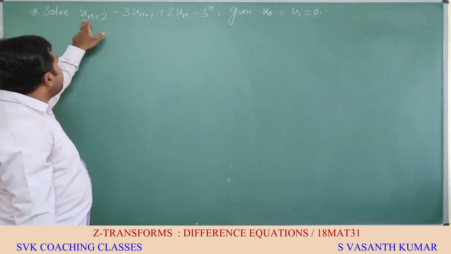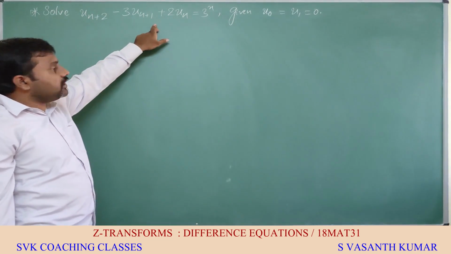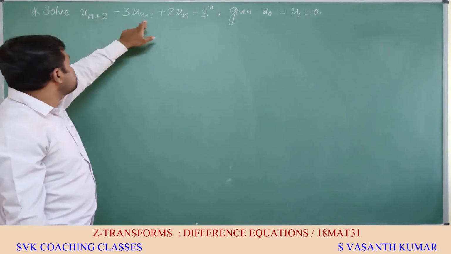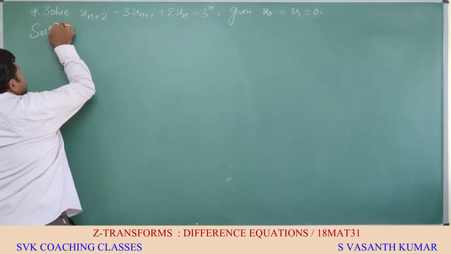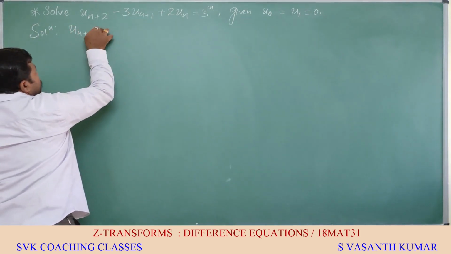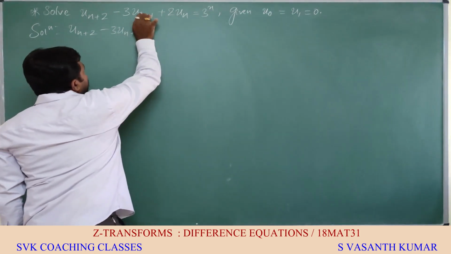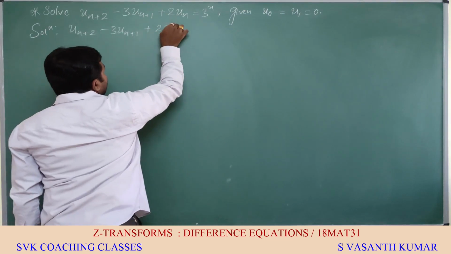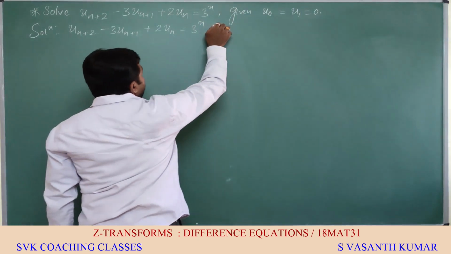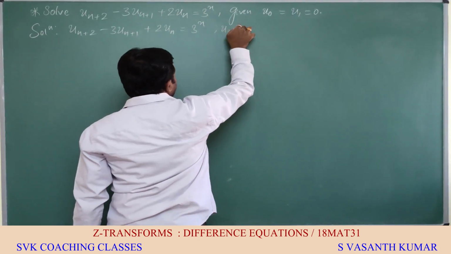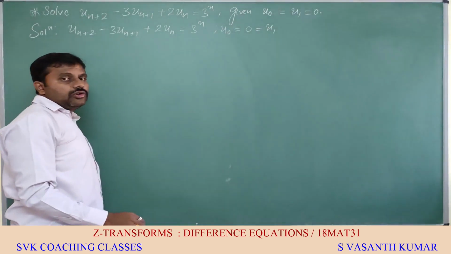Consider one more problem on difference equation. Find the solution of the difference equation using Z transforms. They have given the difference equation as un plus 2 minus 3un plus 1 plus 2un equal to 3 power n, which is not equal to 0. And also they have given the initial condition u0 and u1 is 0.